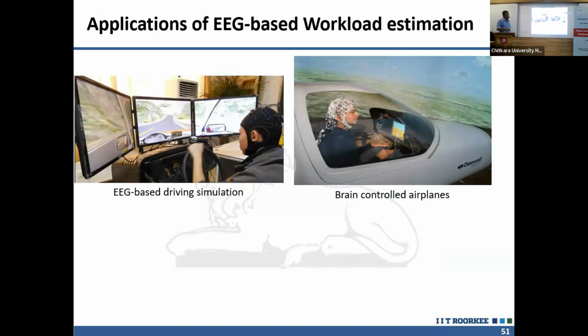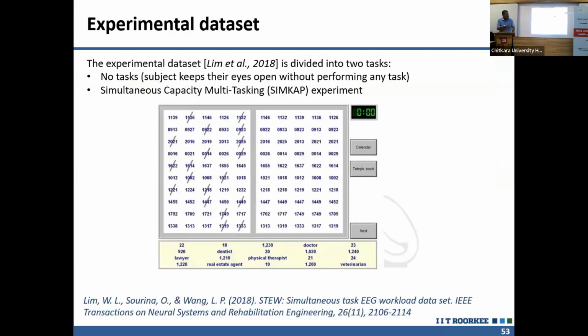It could be analyzed, for example, in defense. We have projects from DRDO on soldiers, where we are analyzing their workload using EEG based systems. We are developing EEG based simulations where he will be driving, and we have to understand his stress. Then brain-controlled airplanes. There are different data sets available, many data sets. I'm telling you quickly.